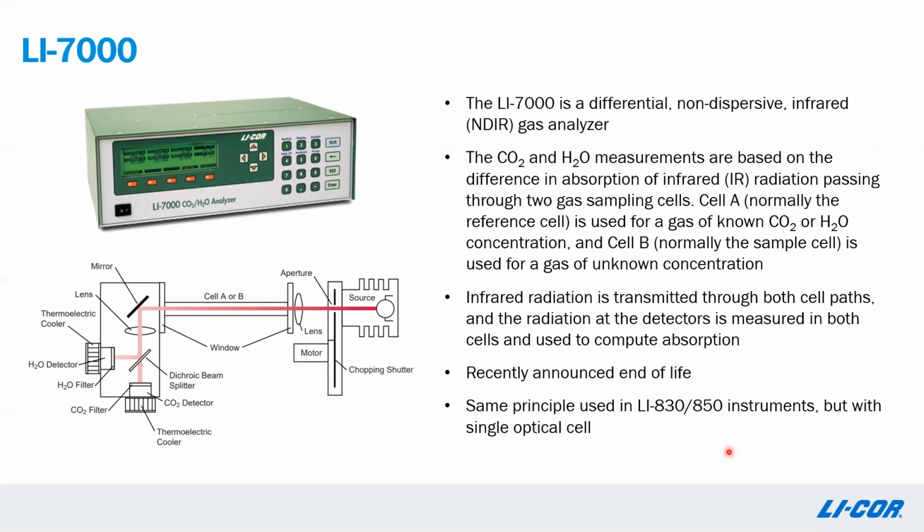Now, we recently announced end of life of this instrument for several reasons, and the 7000 is effectively now being replaced by the LI-7815. But the same principle is used in the 830 and 850 instruments with a single optical cell. That's something that you will talk about in terms of how those are integrated within the Apollo systems.